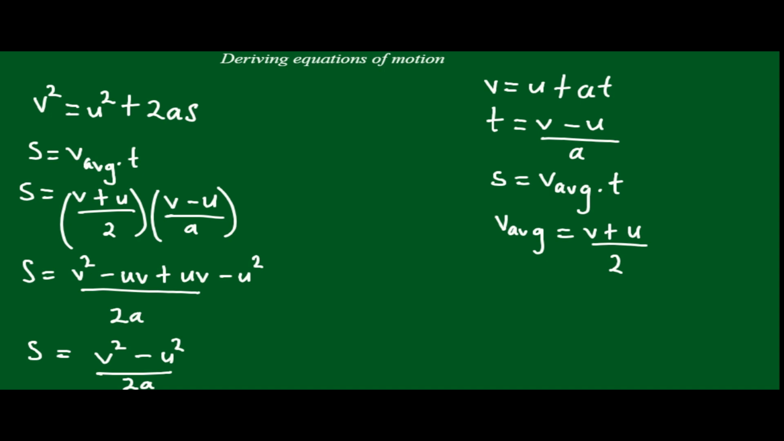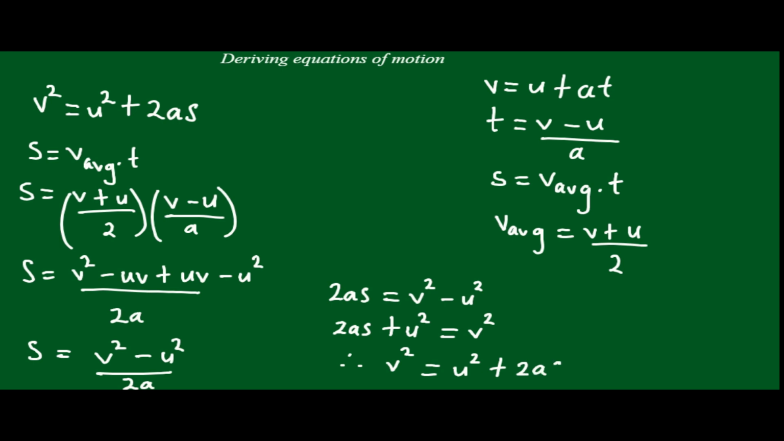And from here we can cross multiply. It means we are going to say 2as is equal to v squared minus u squared. From here we can just simply make v squared subject of formula. So 2as, and negative u squared becomes positive u squared, equals v squared. And finally we get v squared is equal to u squared plus 2as.